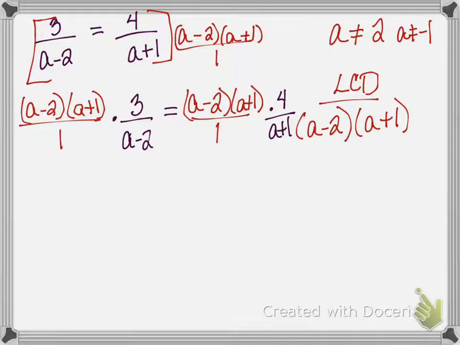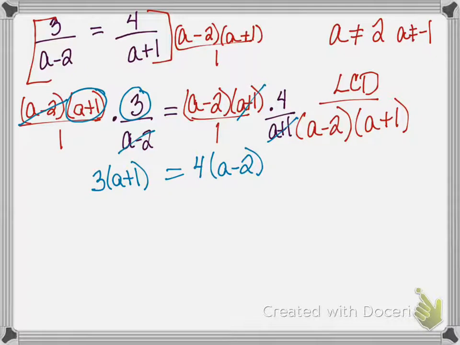Now, by design, it's what we want to do. We're going to start canceling these things out. So, A minus 2 and A minus 2. I'm left with a 3, and I'm left with an A plus 1. What am I going to have to do with that 3? Excellent. I'm going to have to distribute. Now here, my A plus 1 and my A plus 1 cancel. What am I going to have to do with that 4? Distribute.